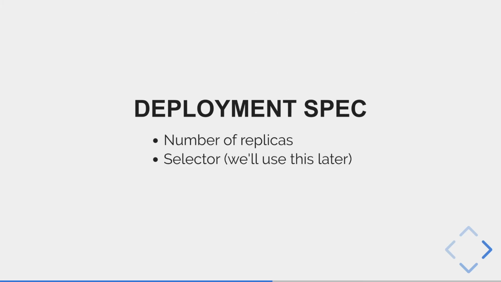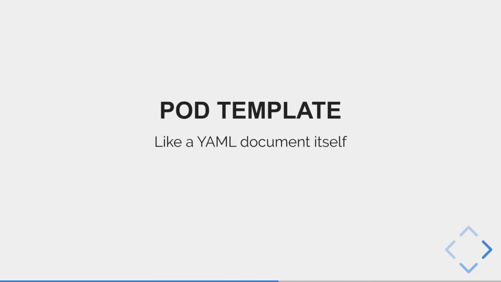So the deployment spec is going to specify the number of replicas, a selector, we'll use this later, don't worry about it, and the template of the pod to create. Now you can create pods directly, as we've already discussed, but it's bad practice. But a deployment contains a template of a pod to create. That pod template is like a YAML document itself. It has its own metadata and its own spec section.